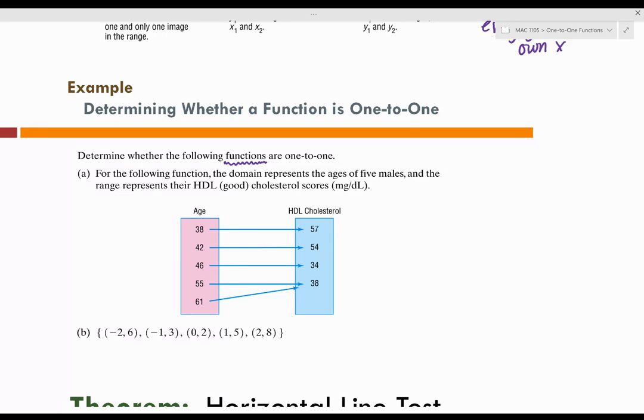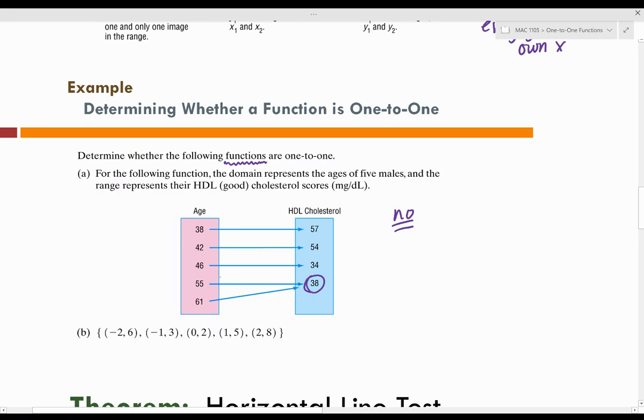So let's look at A. A says for the following function, the domain represents the ages of 5 males and the range represents their HDL, good cholesterol scores. So it's a function because every x has its own y, but is it one-to-one? No, it isn't. It fails the criteria for being one-to-one because of 38. 38 cheats, if you want to think about it.